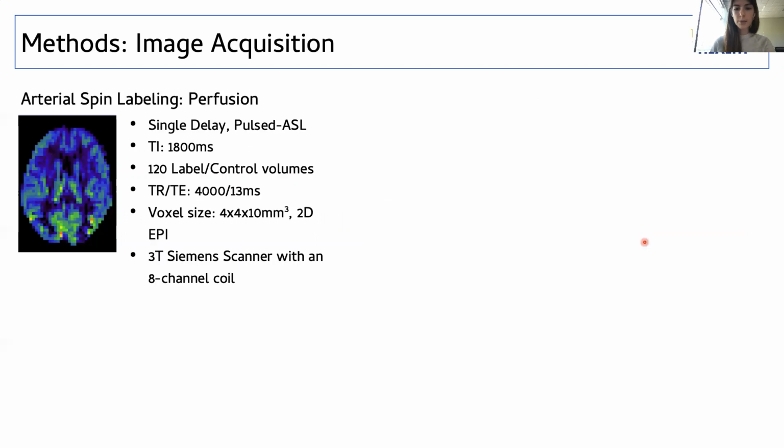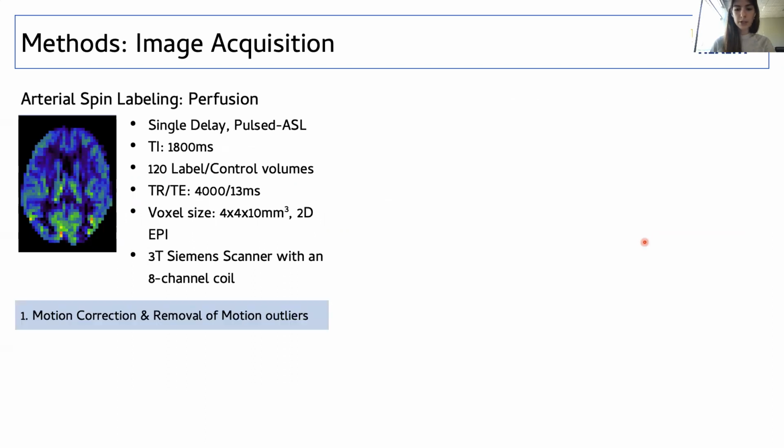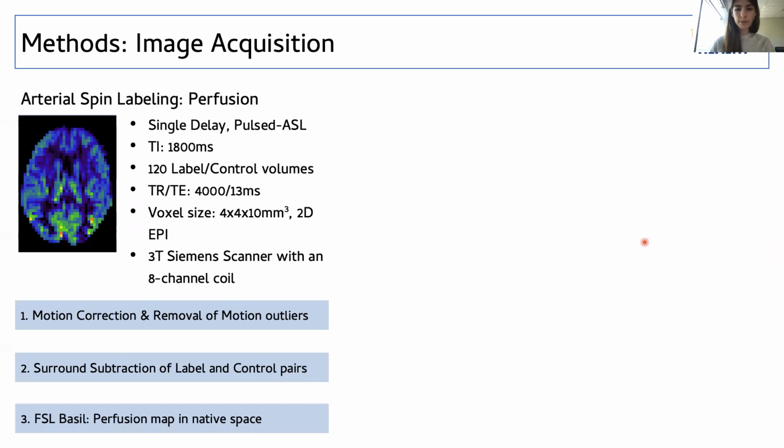We used a single delay pulsed arterial spin labeling sequence to measure perfusion. We had 120 label and control images to start with and removed volumes that were corrupted by motion. Then we implemented surround subtraction and created perfusion maps using FSL.